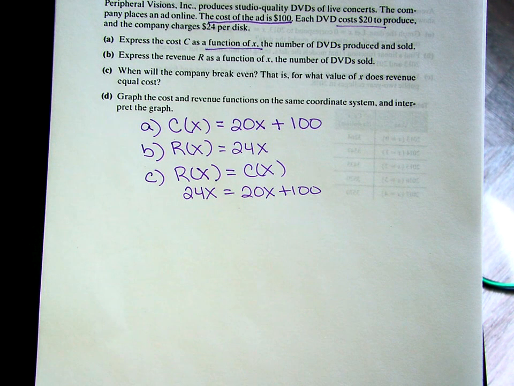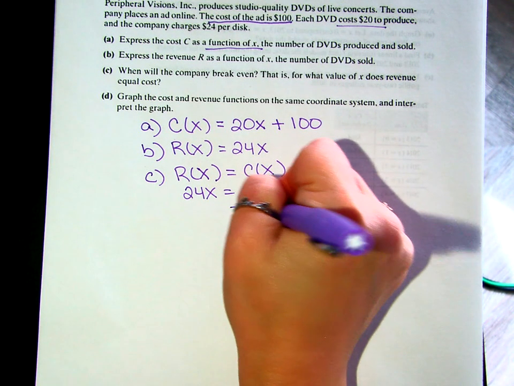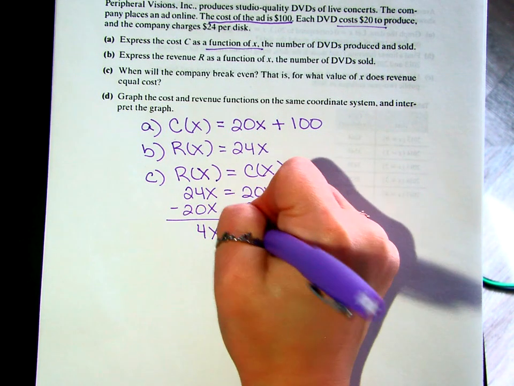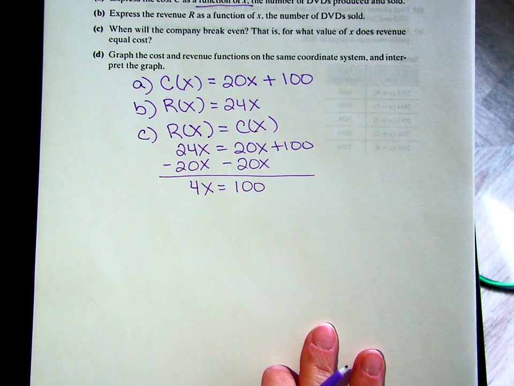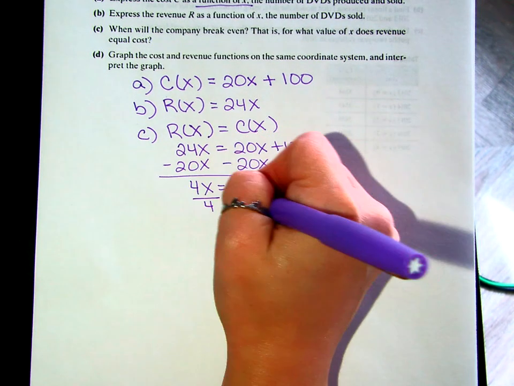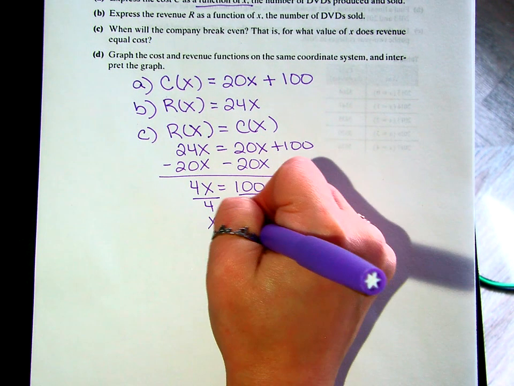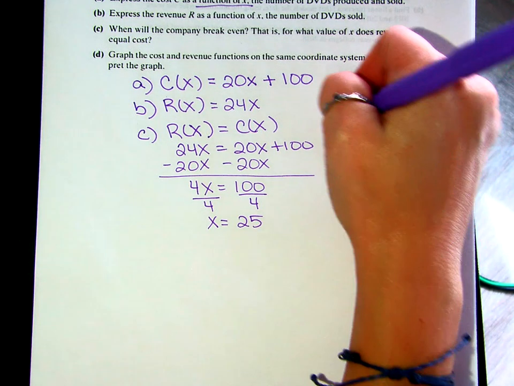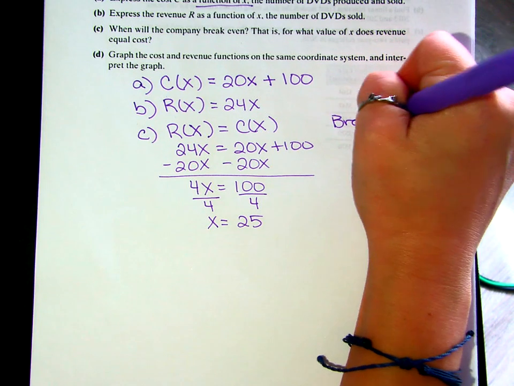So what do I do? I've got x's on both sides. I need to figure out what my x value is. Subtract that 20x over. That's exactly right. Let's get all of our x's together. That'll give me 4x equals 100. Divide by 4, and I find x equals 25. So what this tells me is that they break even when 25 DVDs are sold.